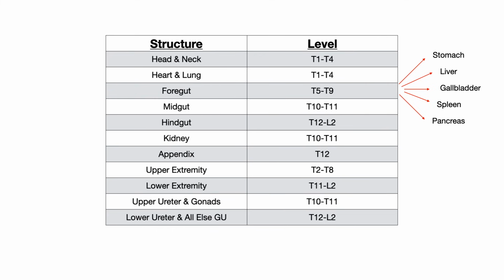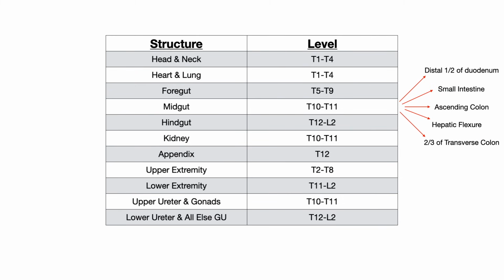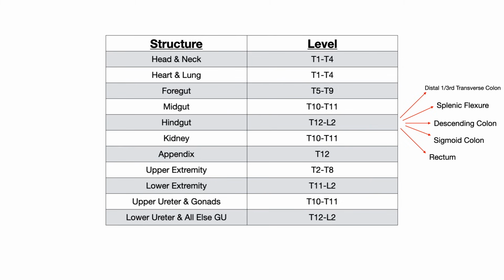So we're not going to waste time memorizing this minutia, okay? Stomach, liver, gallbladder, spleen, pancreas, all foregut, all T5 to T9. For the midgut, the distal half of the duodenum, the small intestine, the ascending colon, the hepatic flexure, the first 2/3 of the transverse colon, all of that is midgut. All of that is T10 to T11. And then hindgut, same thing. Distal 1/3 of the transverse colon, splenic flexure, descending colon, sigmoid colon, and rectum. All of that is T12 to L2.